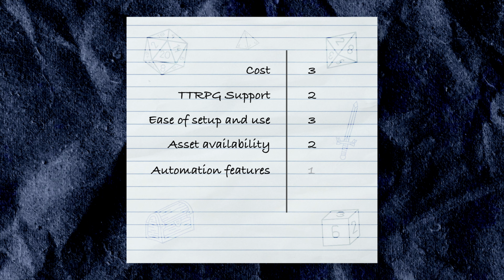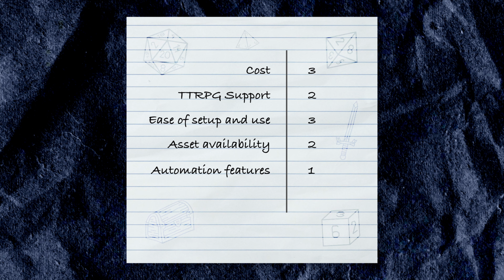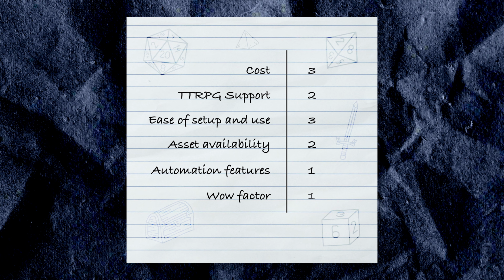Automation features is a 1 because there are just basic HP trackers. Wow factor is also a 1 because it's all pretty standard stuff, it just works really well.